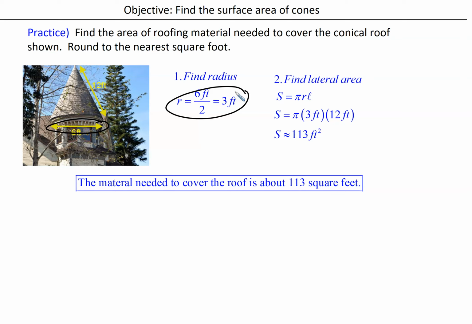Here, hopefully you realize from the context that the roofing material to cover the roof is only going on the outside of the side. It's not going to go on that bottom, because that bottom is actually on the inside of that little turret there. And so we're just doing lateral area. And the 12 is our slant height, because it goes from our apex down to the outside of our circular base. And so just plugging in your 3 and your 12, multiplying by pi and rounding to the nearest square foot, you've got about 113 square feet of roofing material needed.